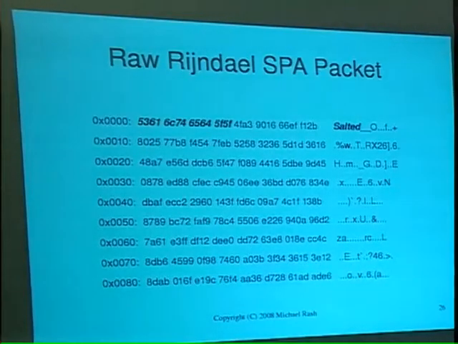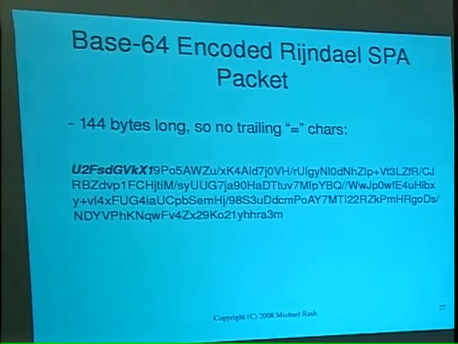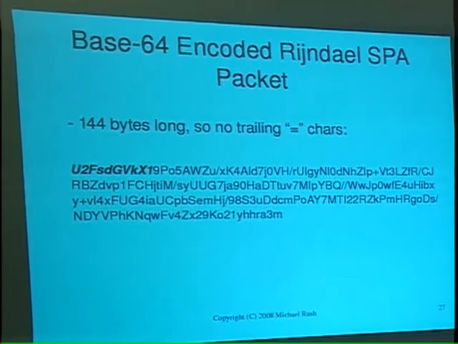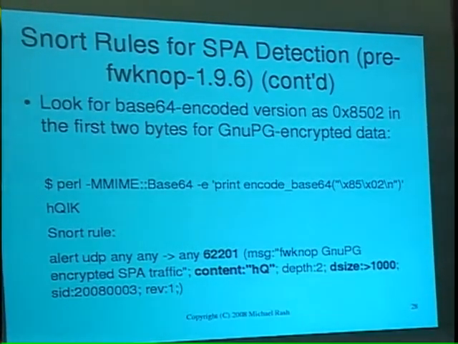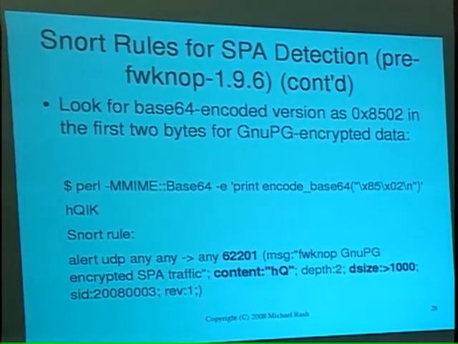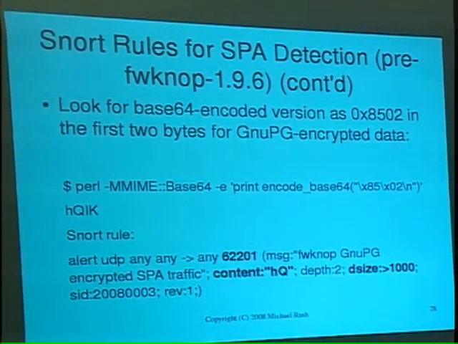So here's an example of the raw encrypted data for an SPA packet. You can see that Salted string right up there at the beginning. And here's the base64 encoded version of that packet with that string in the base64 encoded form of it. There's no trailing equals characters in this particular case because the encoded information was exactly a multiple of 4, so it didn't need it.